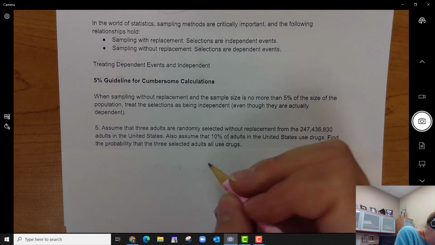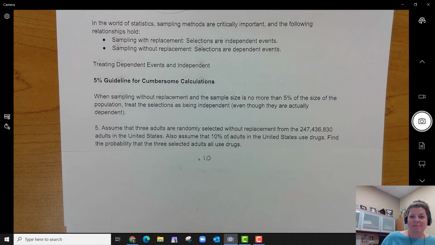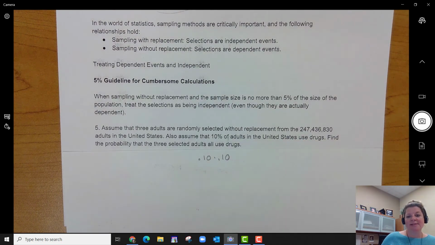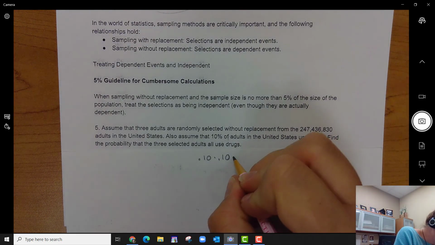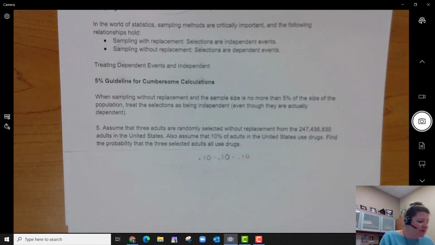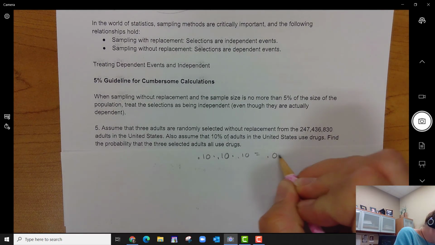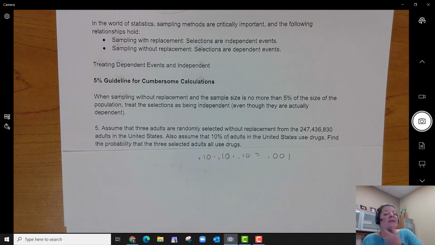So what is the probability for the first person doing drugs? 10%. Times that by the probability of that second person doing drugs, 10%. Then the third is 10%. So we can just times those together. So 0.1 times 0.1 times 0.1 is 0.001. So that is the probability of, find the probability that 3 selected adults all use drugs. Oh, that's super small, right? 0.001, that all 3 people use drugs.